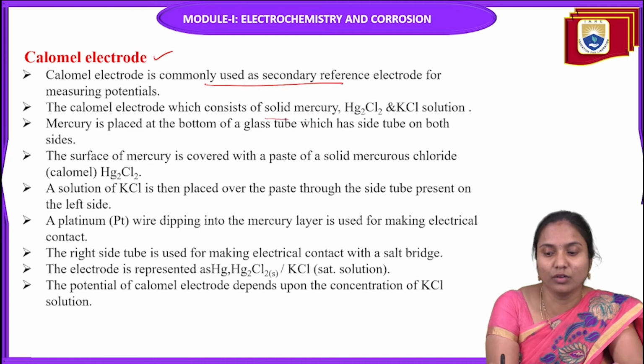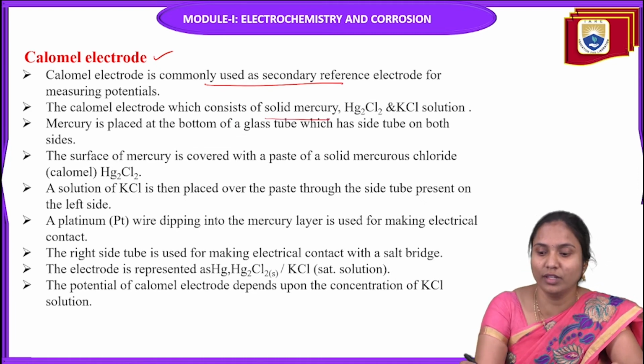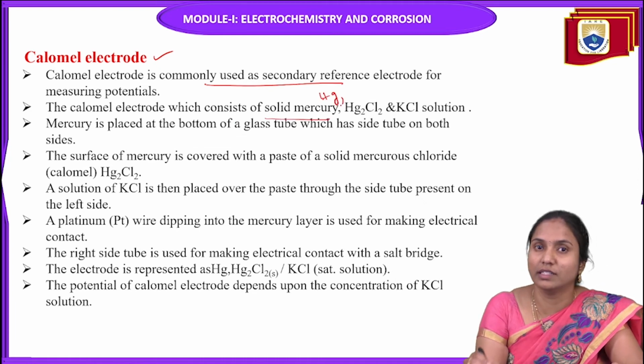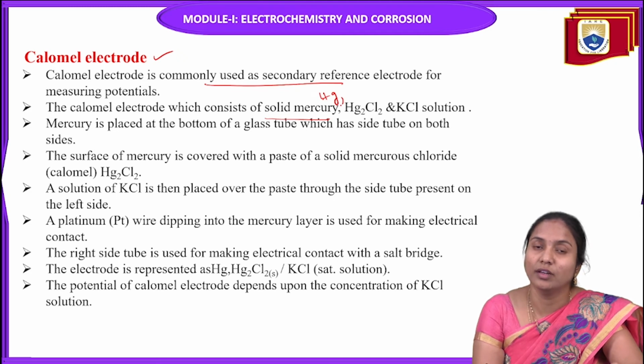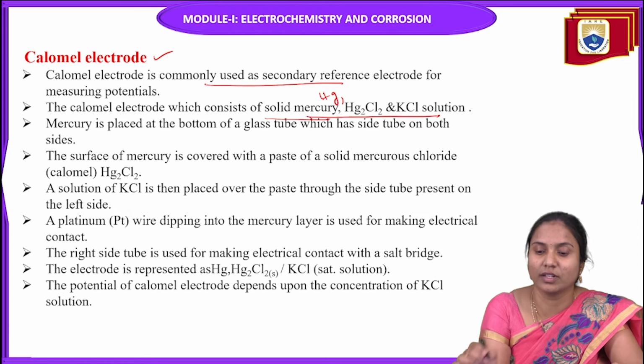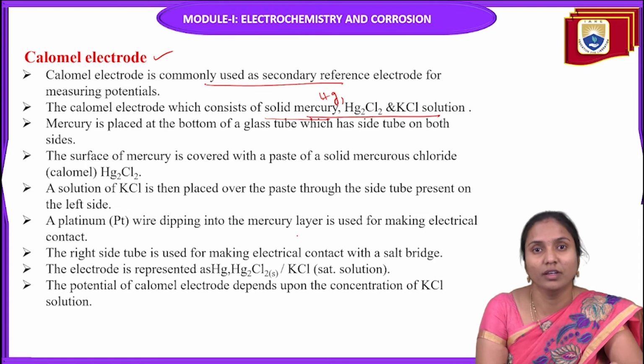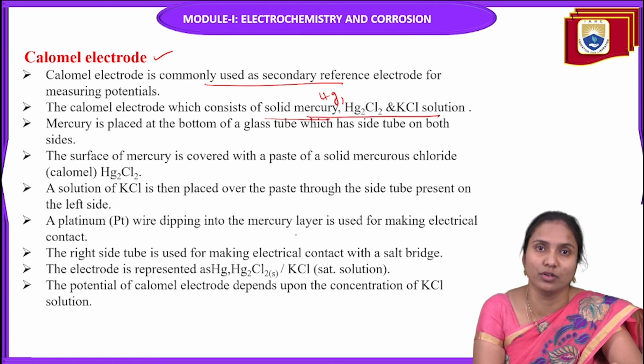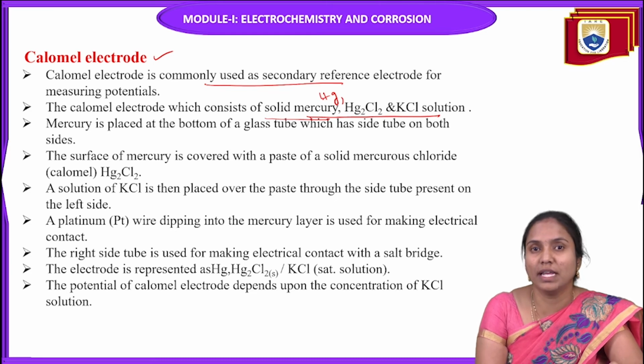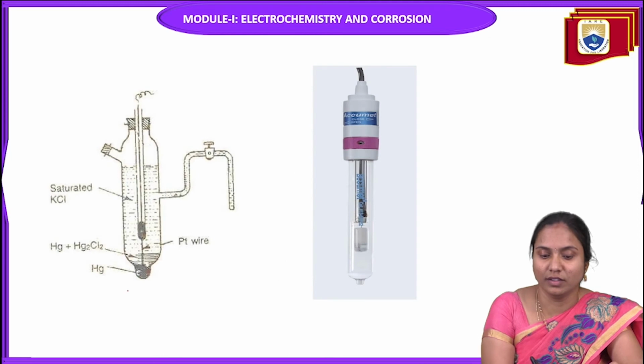The Calomel electrode consists of solid mercury, mercurous chloride and KCl solution. Mercury is placed at the bottom of the glass tube. For example, here this is a Calomel electrode.